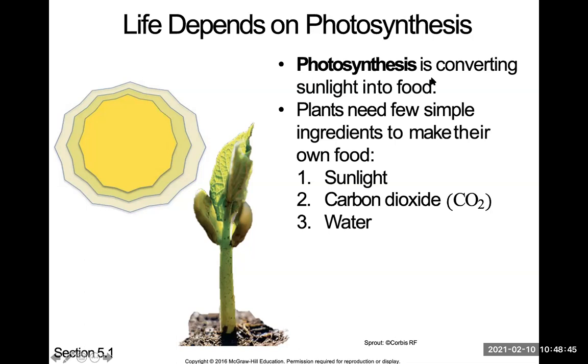Some other organisms like some protista, amoeba, euglena, they can also do photosynthesis. So it's not only plants, some of the other organisms can do photosynthesis as well. The ingredients that we need for photosynthesis are sunlight, carbon dioxide, which we breathe out, and water that plants get from their roots that has minerals in it. So that's what you need for photosynthesis.